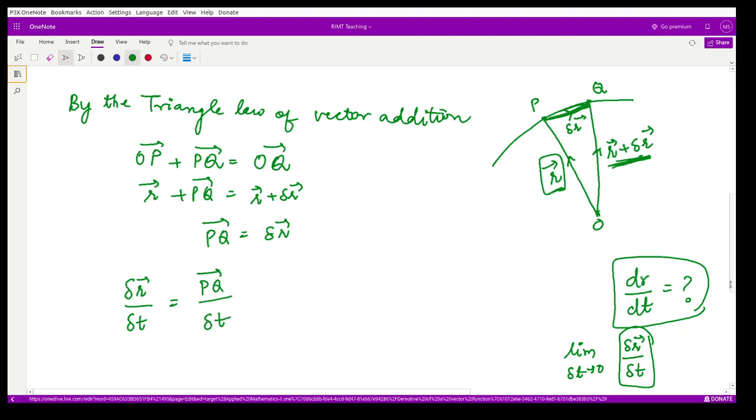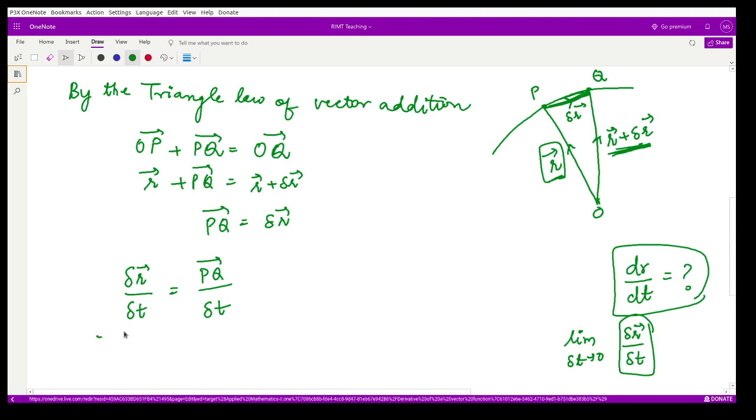Now suppose, as delta t goes to 0, when you take the displacement or the time between these two vectors as approaching 0, you will observe that this point is coming closer and closer to the point P.